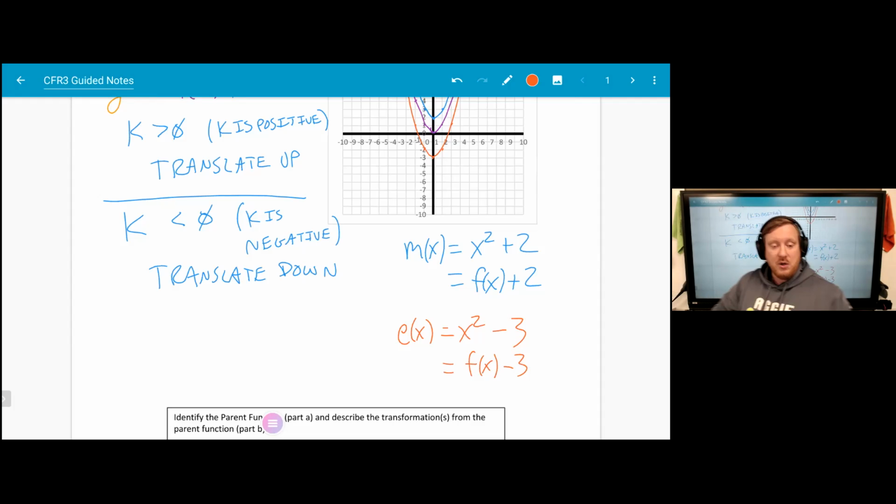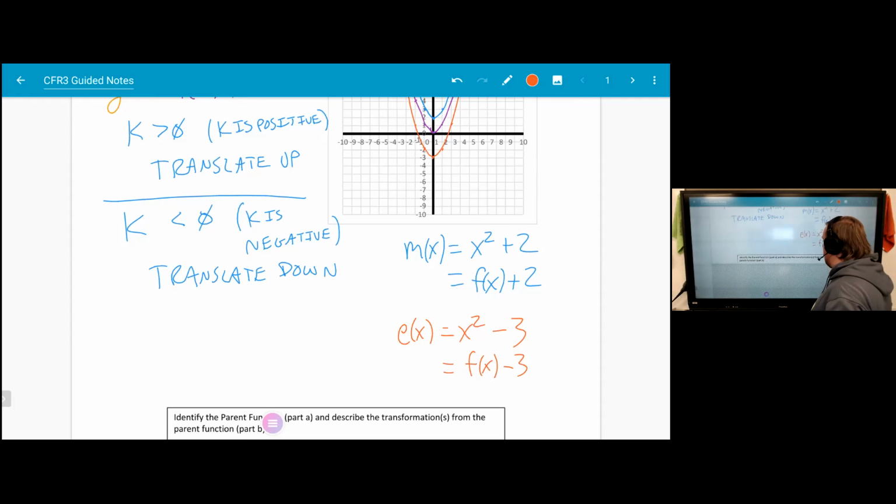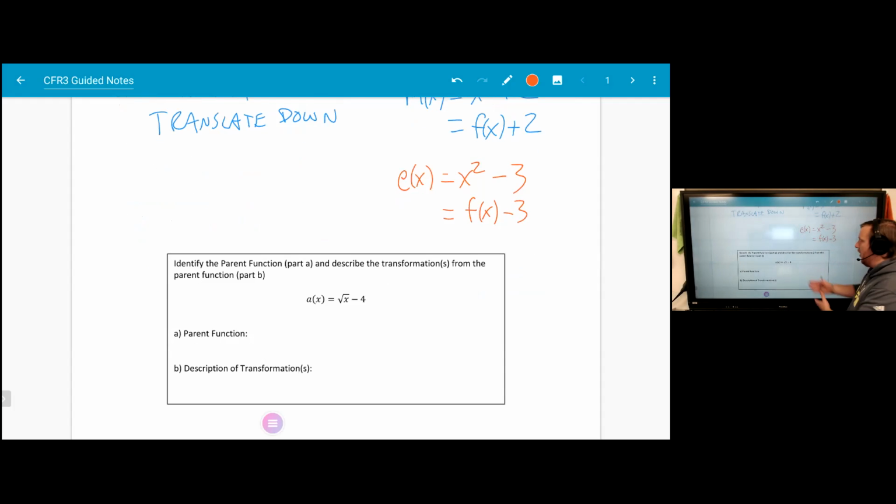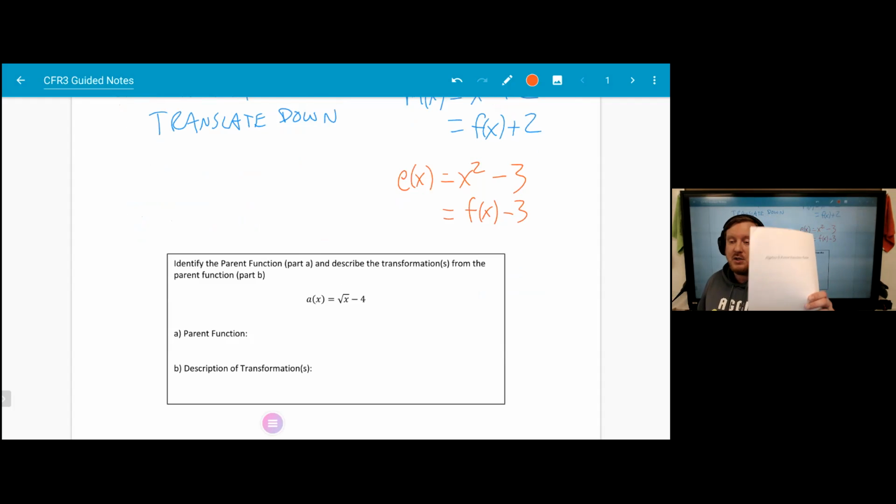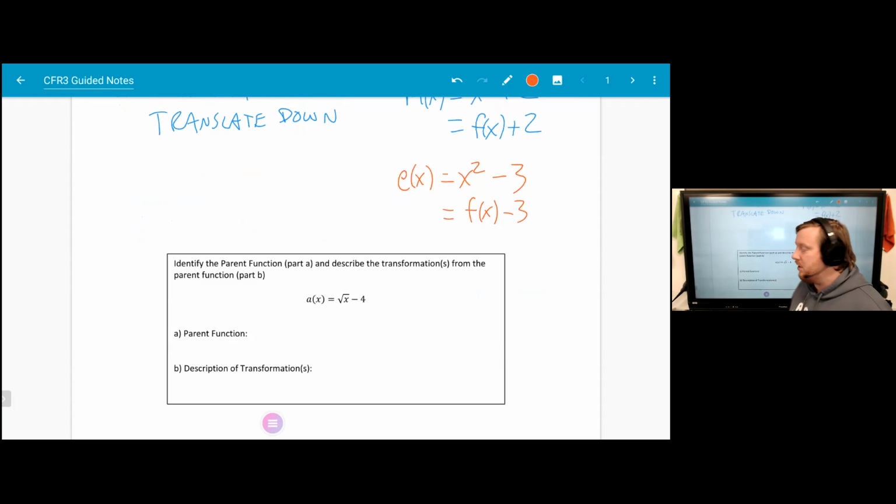Now looking at that, let's look at this example. It says identify the parent function from part A and describe the transformation or transformations from the parent function. So there are 2 parts there. You might need the parent functions packet because you might not know what function you're looking for here. Well, here I see a of x equals the square root of x minus 4. My parent function is the square root of x, the square root function.